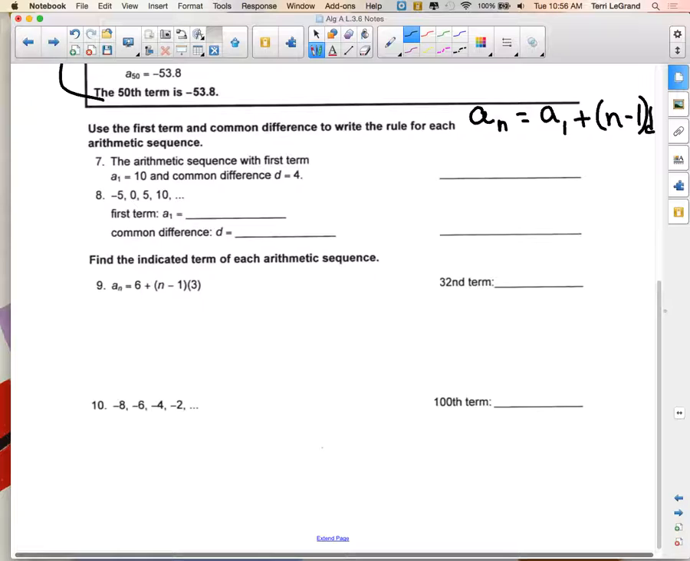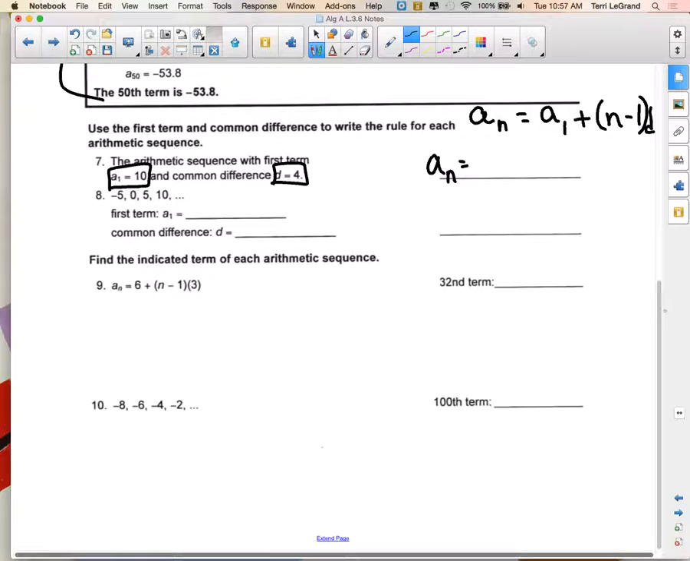That's the formula. When we have to write the rule, we're going to replace the first term, the A sub 1, and we're going to replace the d. So they tell us in this one what the A sub 1 is, and they tell us what the d is. So we're ready to write our rule. A sub n equals, what are we going to put in place of A sub 1?